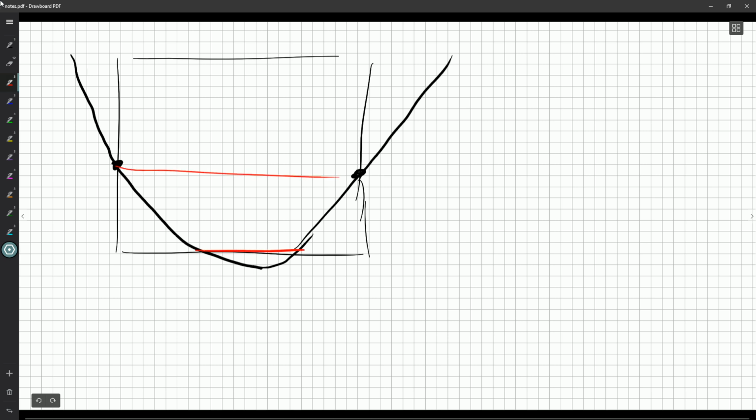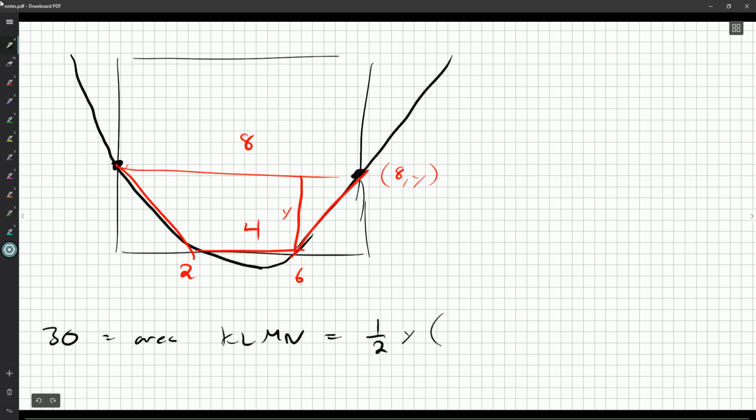Okay, anyway, trapezoid here. So how do you find the area of a trapezoid? Well, you take the base, which is going to be 8, and then the top, the other parallel side, which, well, we know we're going between 2 and 6, so it's going to be 4. And then we need this distance, which is going to be the y value that we've got here. And we know 30 is the area of KLMN. So it's 1/2 of the height, so y, and then the sum of the two parallel sides. So this is 6y, and so I conclude that y has to be 5.